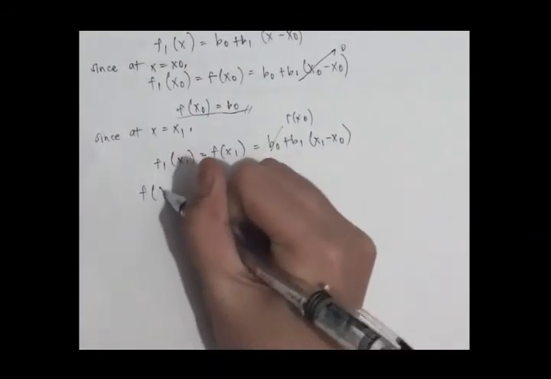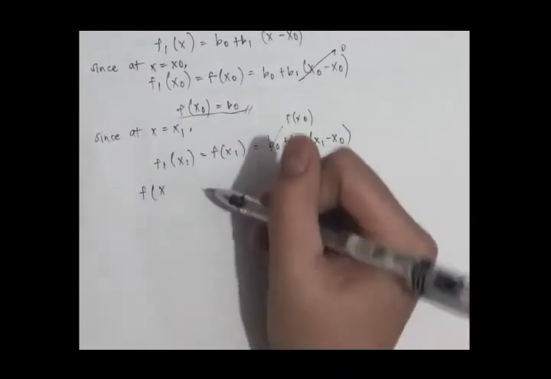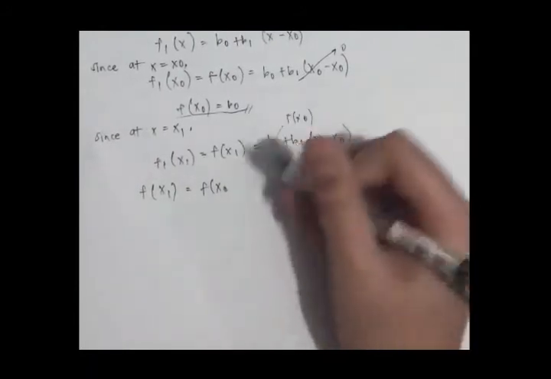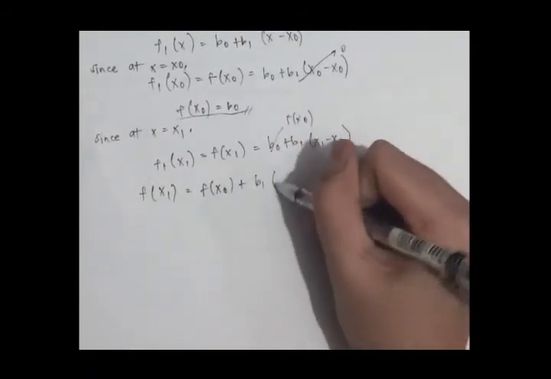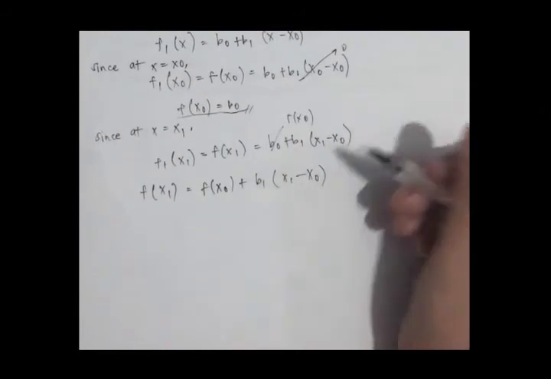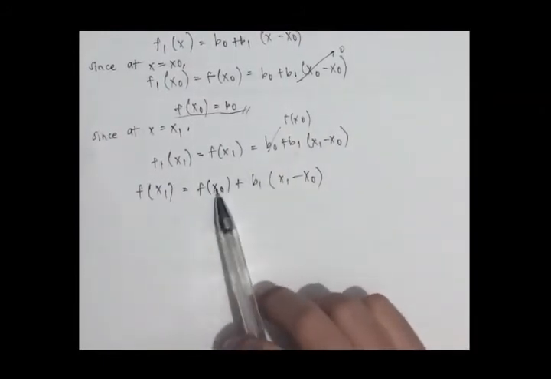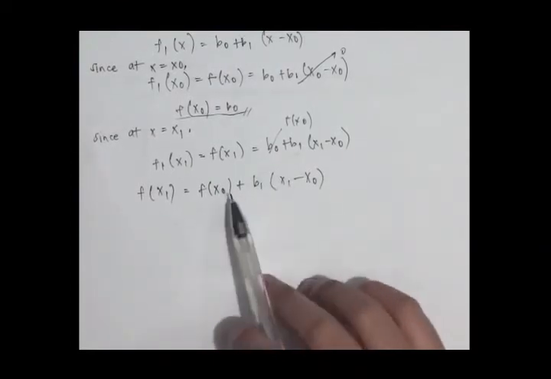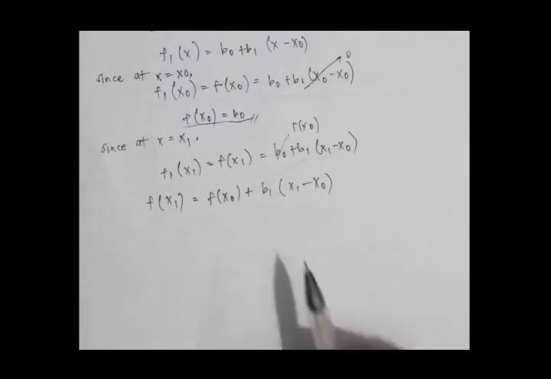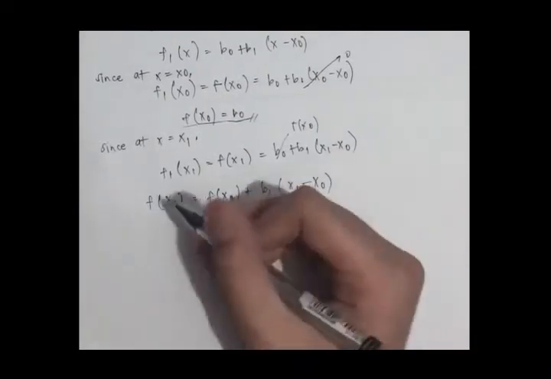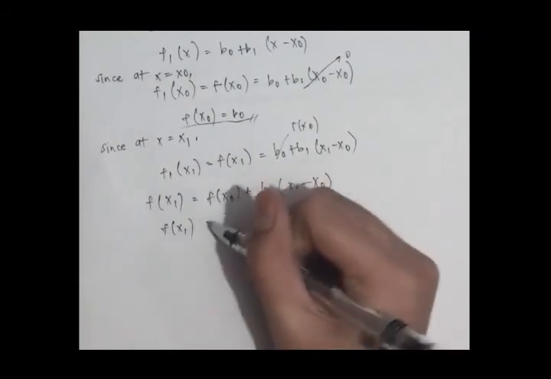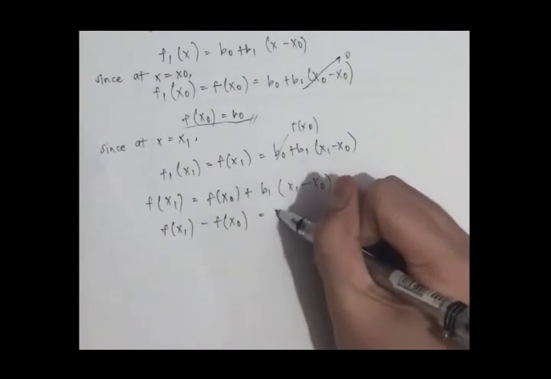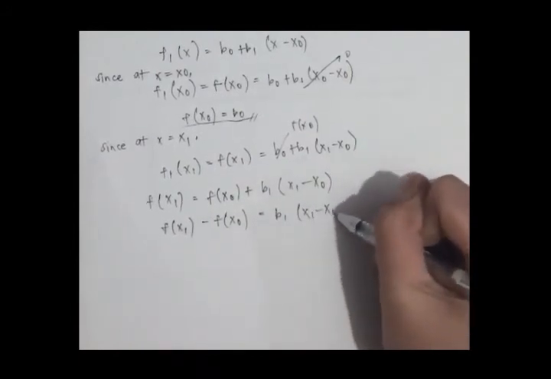F of x sub 1 is equals to f of x sub 0 plus b sub 1 x minus x sub 0. So, ayan na yun. Na-substitute na natin. So, pwede na natin makuha yung b sub 1 dyan na formula. Para mas malinaw, iisa-isahin natin. Derive, lalabas mo lang to f of x sub 1 minus f of x sub 0. Pag labas mo dyan, b sub 1, x sub 1 minus x sub 0.